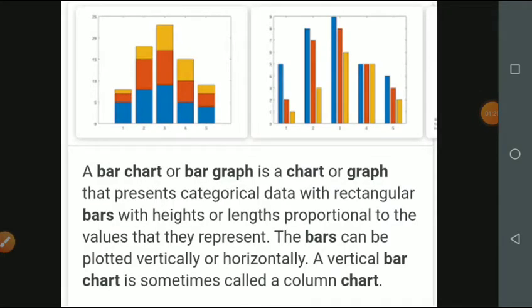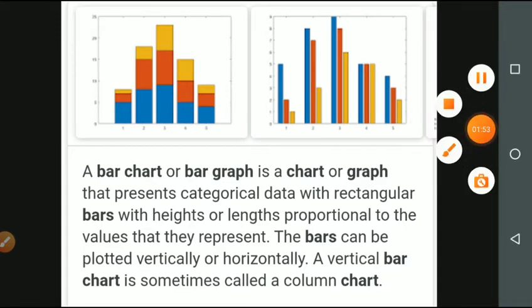A bar chart or bar graph is a chart or graph that presents categorical data with rectangular bars with heights and lengths proportional to the values that they represent. The bars can be plotted vertically or horizontally. A vertical bar chart is sometimes called a column chart.